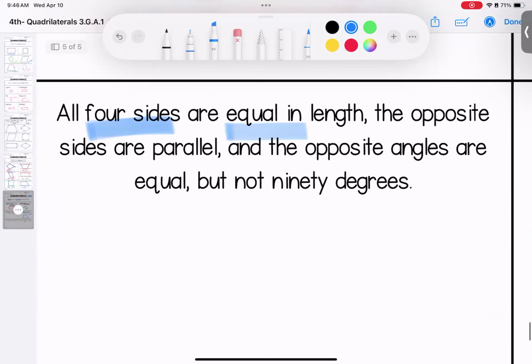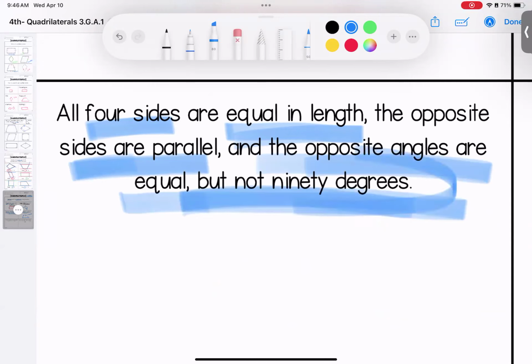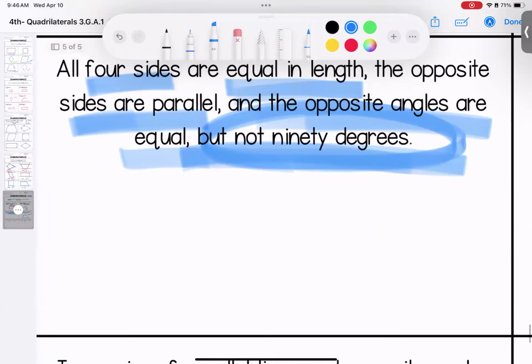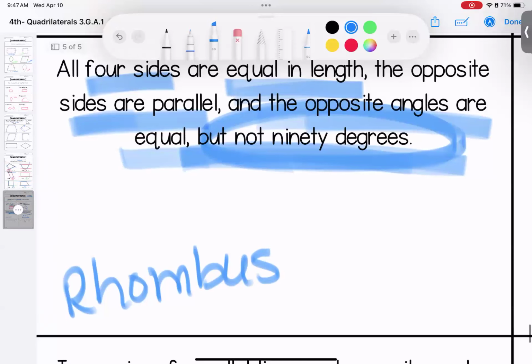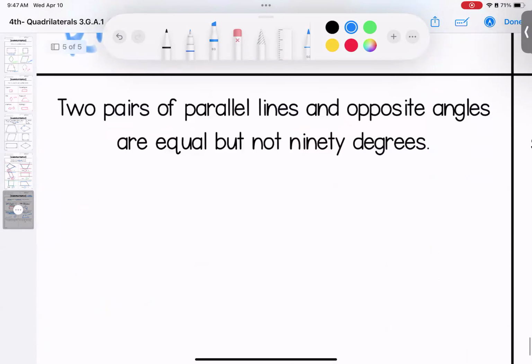All four sides are equal. Opposite sides are parallel and opposite angles are equal, but not 90 degrees. So if our opposite sides are parallel and our angles are equal and all four sides are the same length, we're talking about a rhombus, right? This is going to be a lazy square because we don't have those 90-degree angles.